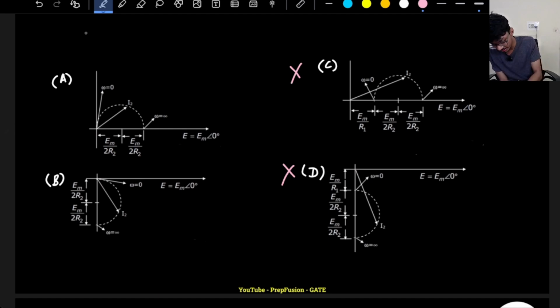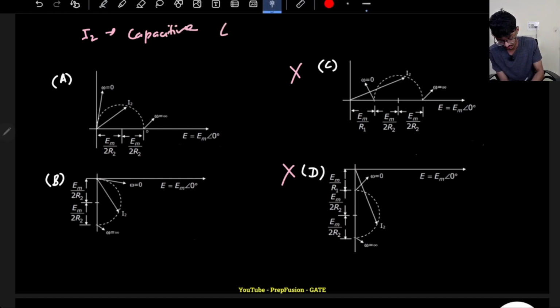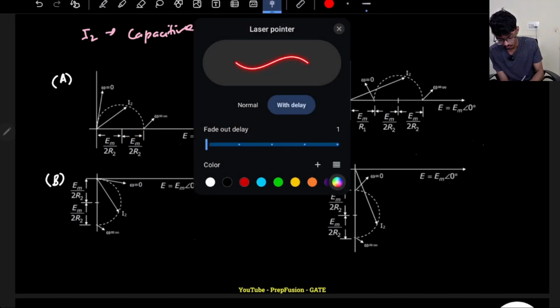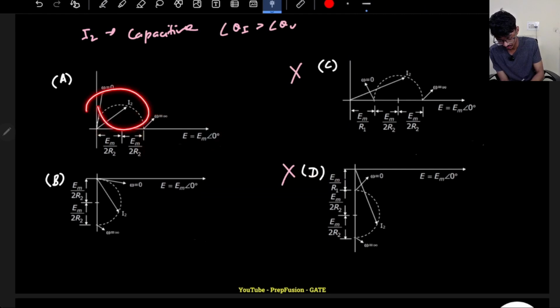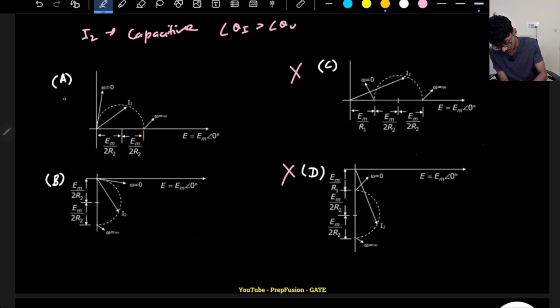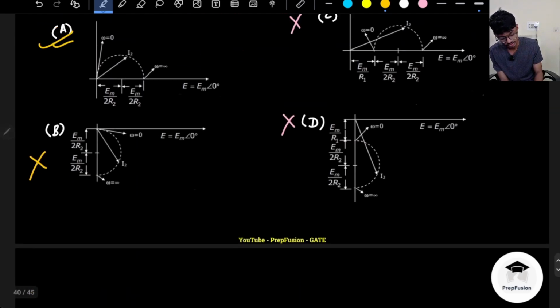Now I2 has to lie in the first quadrant. Why? Because I told you it is capacitive behavior. If it is capacitive behavior, then of course current will lead the voltage. So theta I will be greater than theta V. Current will lead the voltage, so I2 will lie in the first quadrant. The first quadrant is here for option A, and option B is automatically eliminated. This is how we solve using intuition.